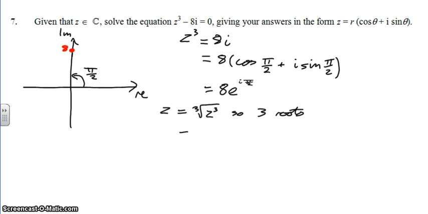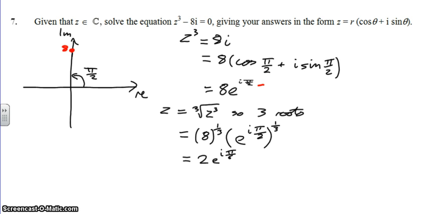So the first one, we cube root z cubed, we get 8 to the power of a third times e to the i pi by 2 to the power of a third. Clearly 8 to the power of a third is 2, and when you're doing an exponent to a power, you multiply the exponents, so we get 2 e to the power i pi by 6, or 2 cis pi by 6 if you prefer that method. That gives us one solution.